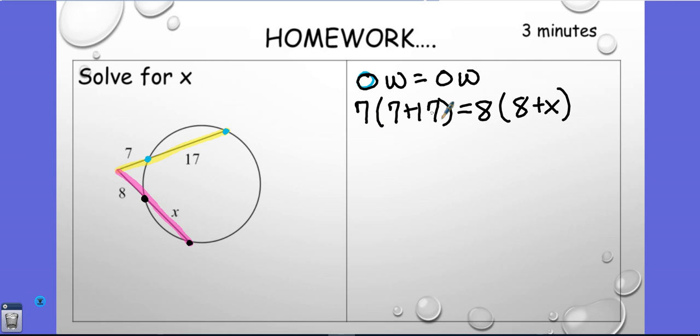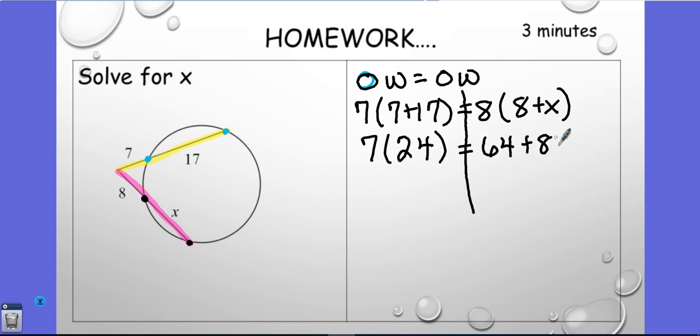So here you can do your math. I'm going to draw the line down the middle. You can either use the distributive property and then add, or you can just go ahead and add here, which gives me 24. You can use your calculator if you need to. And here I can distribute: 64 plus 8x. I'm using the distributive property, so take care of that.